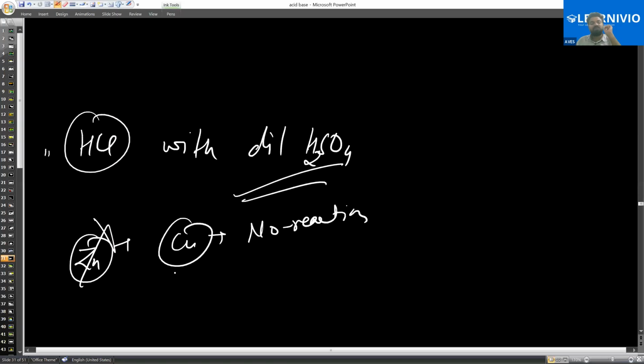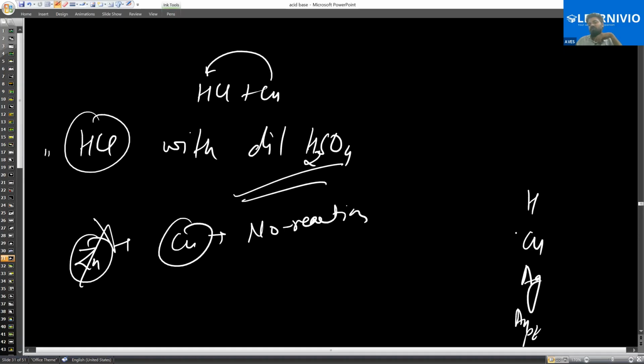Why? Because copper does not react with acid, because copper comes below hydrogen in the reactivity series. So if you react copper with HCl, it will not be able to displace hydrogen. Then we have copper, then silver, gold, platinum. So copper does not react. Understood everything?